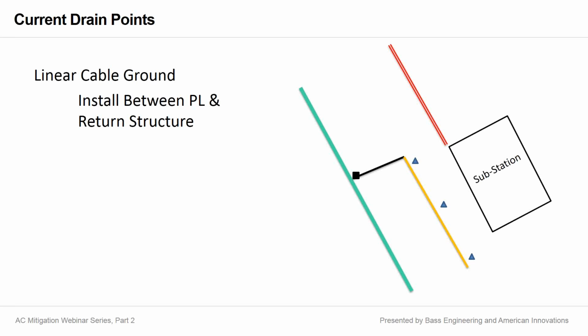The point being, you're trying to establish a low resistance grounding path for that current, that stray AC current that might be present on your pipeline, and provide that path back to the substation. Note that the linear ground is between the substation and the pipeline. That is by design. You want to provide that current discharge point on the grounding or substation side of your pipeline.